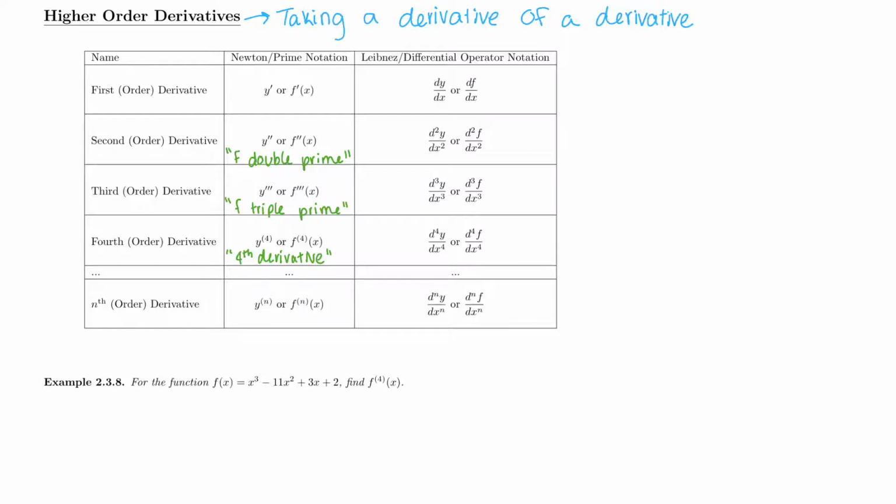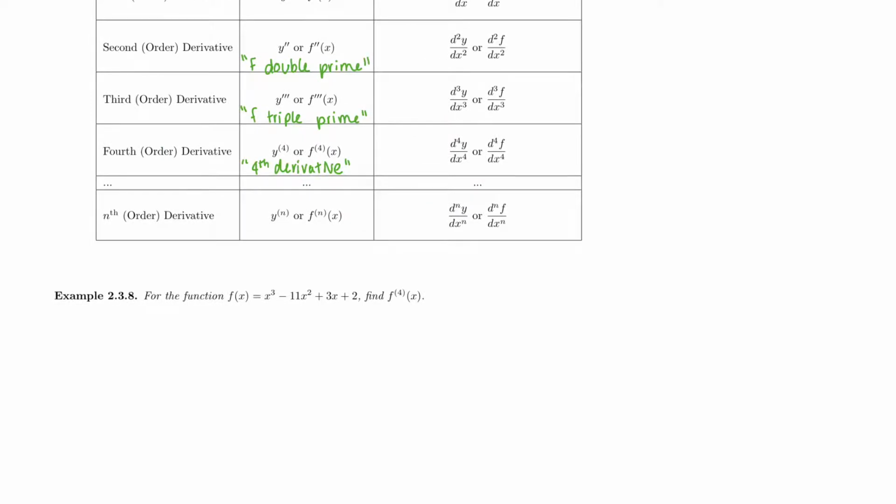And you can do that for any number. So anything past 3, you're putting the number of the derivative in essentially an exponent with parentheses around it. So let's talk about what that looks like. We have this function f of x equals x cubed minus 11x squared plus 3x plus 2. Find the 4th derivative. We would start by finding the first derivative, and the first derivative would be 3x squared minus 22x plus 3.